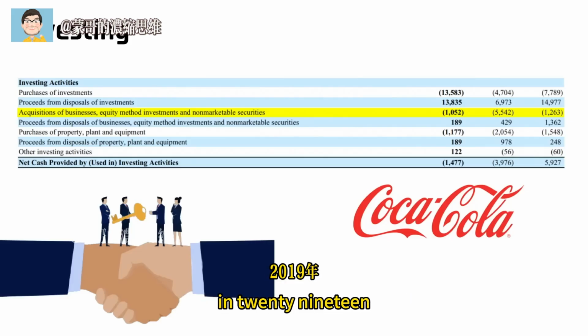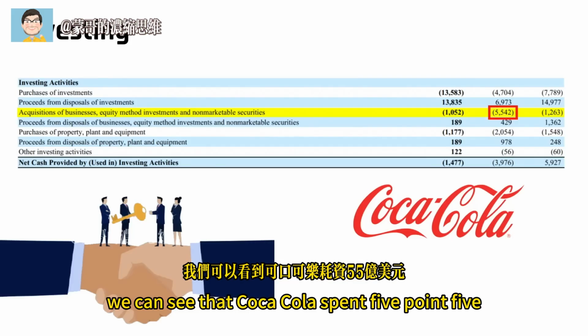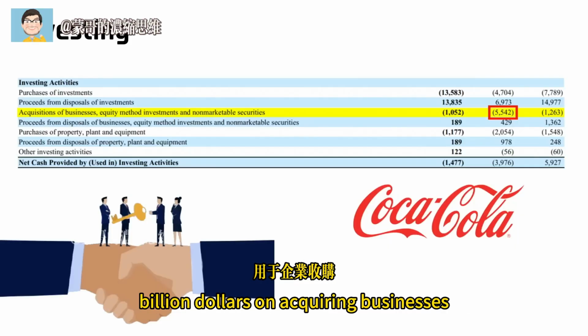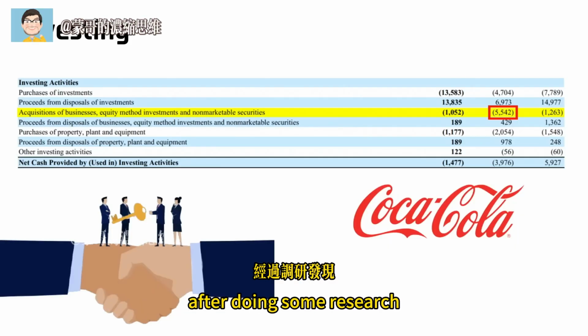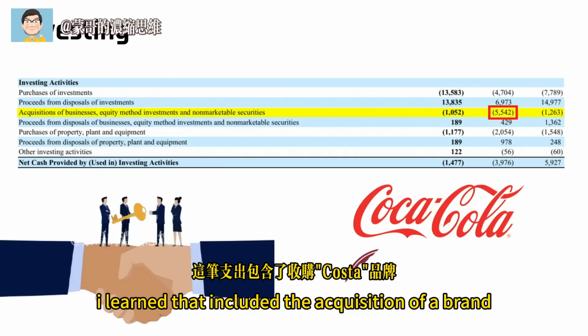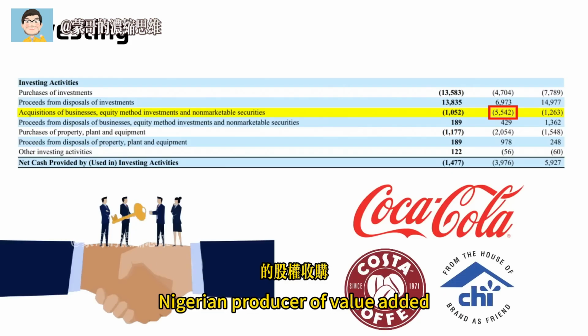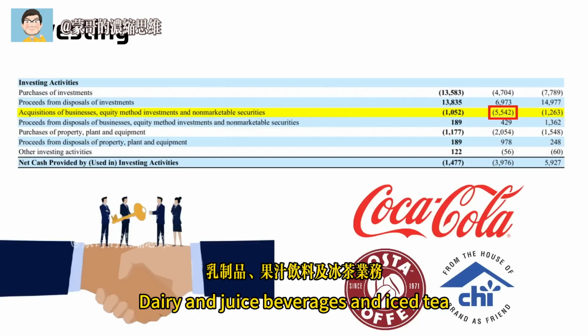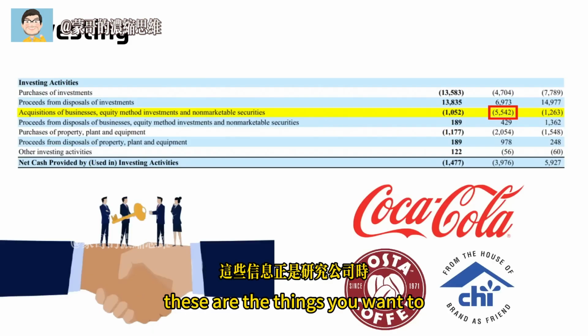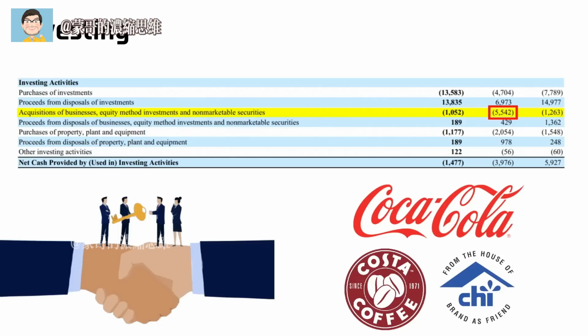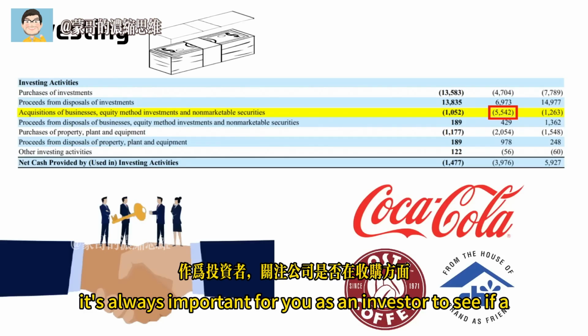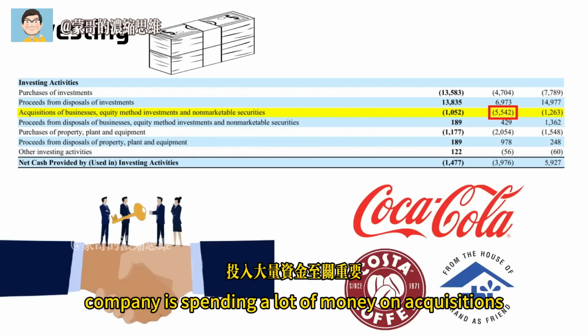For example, in 2019, we can see that Coca-Cola spent $5.5 billion on acquiring businesses. After doing some research, I learned that included the acquisition of a brand called Costa and an ownership interest in CHI, a Nigerian producer of value-added dairy and juice beverages and iced tea. These are the things you want to know when researching a company. It's always important for you as an investor to see if a company is spending a lot of money on acquisitions.